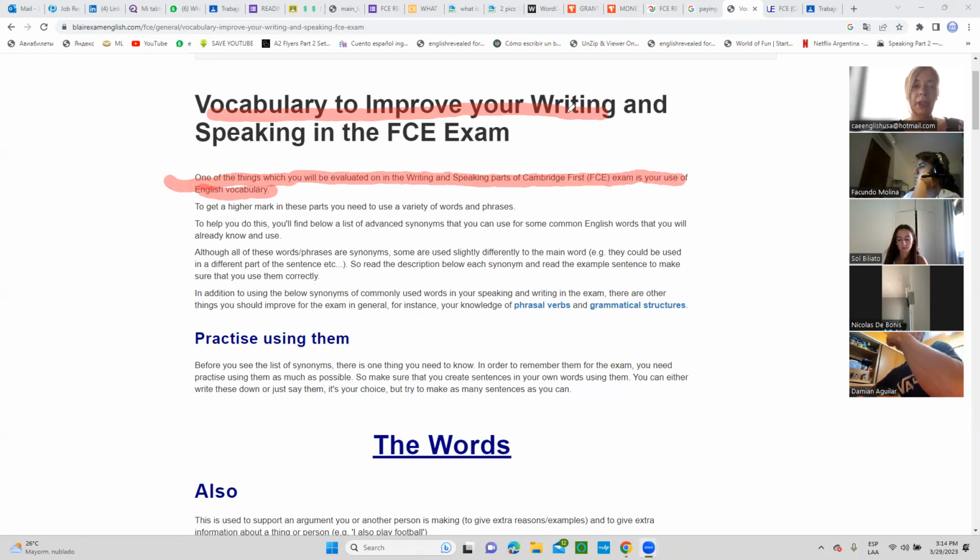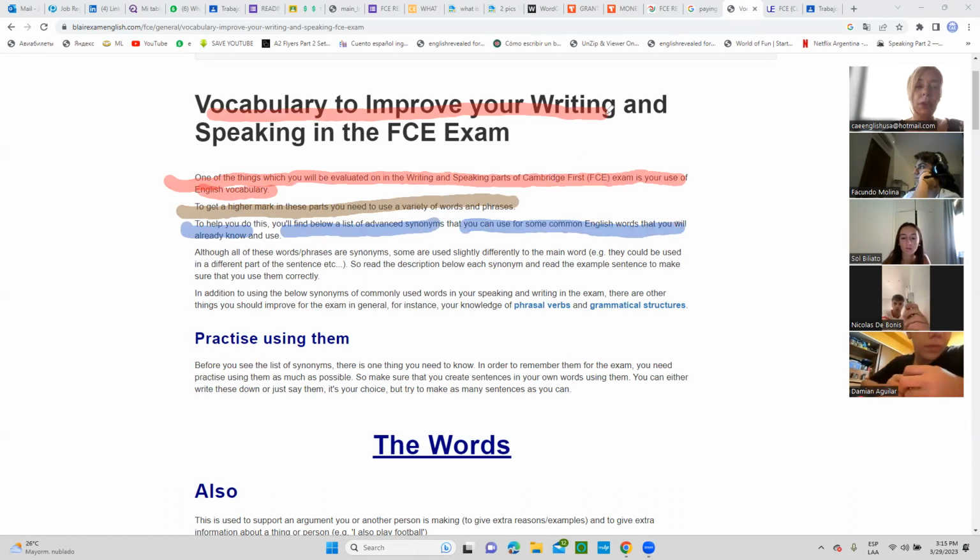Of course, obviously. To get a higher mark in these parts, you need to use a variety of words and phrases. To help you do this, you will find below a list of advanced synonyms that you can use for some common English words that you will already know and use. So, for example, instead of saying also, or instead of saying but, or instead of saying so, these are the basic words. We're going to see other ways. We have already seen them, but we are going to refresh our memory on this.